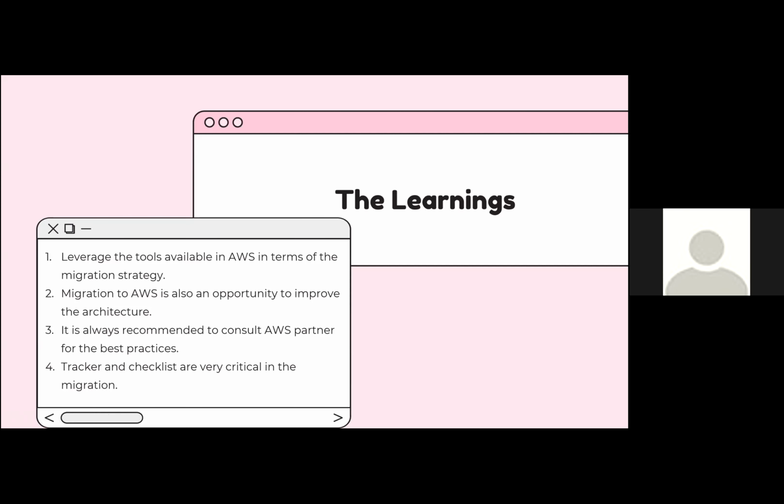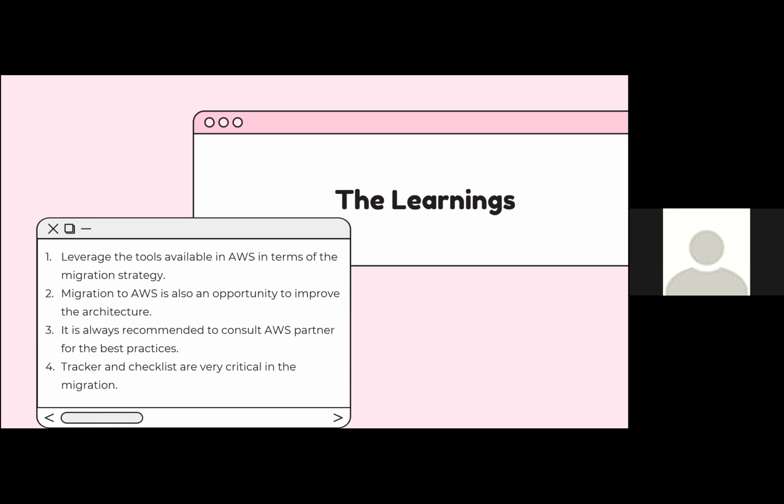The second is, as mentioned earlier, migration to AWS is also an opportunity for you to improve the architecture. Not just transfer it to another cloud, but also improve the architecture. And it's also recommended to consult an AWS partner for best practices. If you are not that confident in your new design or new architecture, it's good to consult with your AWS partner on what the best practices are and what's the best tool to use that will help your migration process.